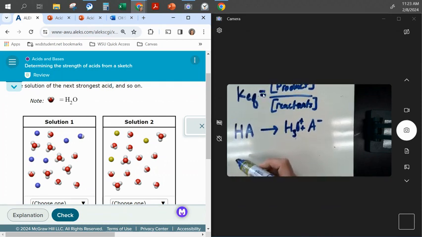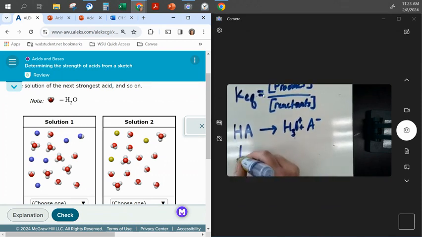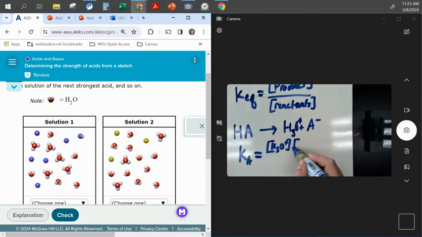So the equilibrium constant for an acid reaction is the concentration of the products, H3O plus and A minus, all over the reactant, which is HA.